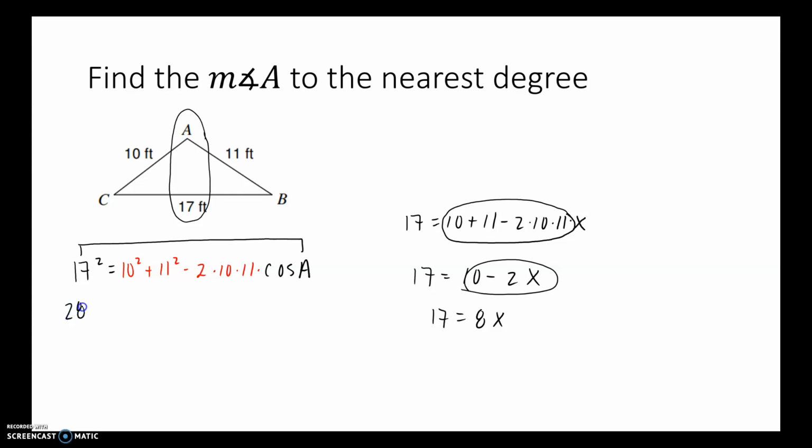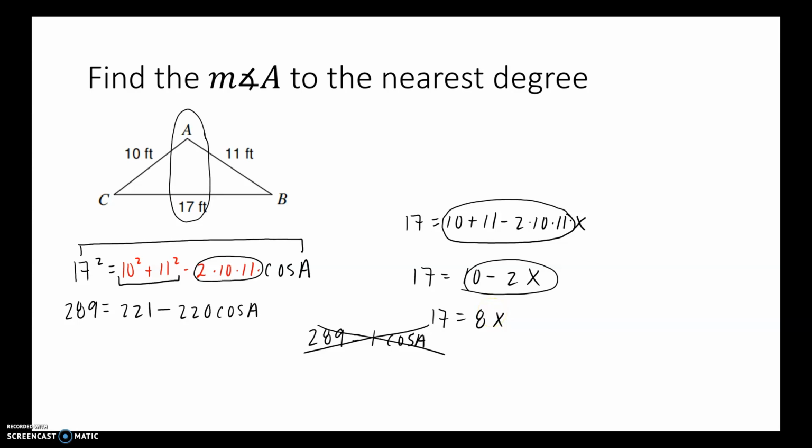So 17 squared is 289. Next, I can add those guys together. So 10 squared plus 11 squared, that's going to give me 221 minus, now I can multiply all of these. So 2 times 10 times 11, that would give me minus 220 times the cosine of A. And I'm going to write it down so you do not do it. You cannot then tell me that this is equal to 1 times the cosine of A. Okay, you cannot take 221 minus 220. Then you're falling into this mistake where nobody would make that.